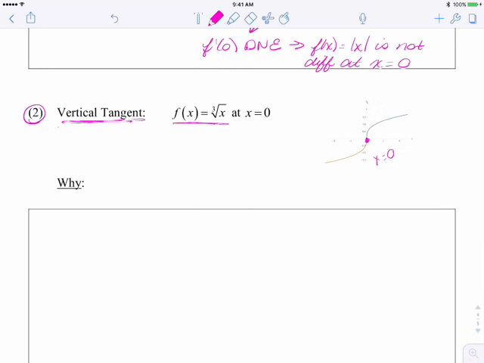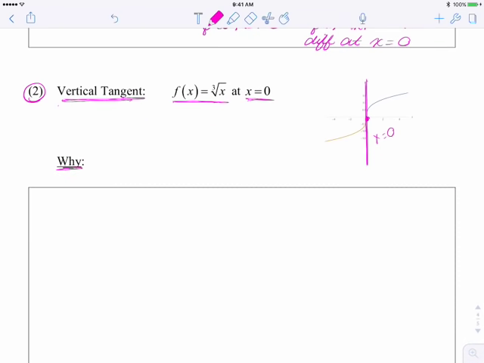If we draw a tangent line at that point, oh, there is a tangent line. It's just vertical, which means that the derivative at that spot is not going to exist. So once again, why? Again, using the original version of the formula for f prime of a, we would have f prime of 0 is equal to the limit as x approaches 0 of f of x minus f of 0 all over x minus 0.